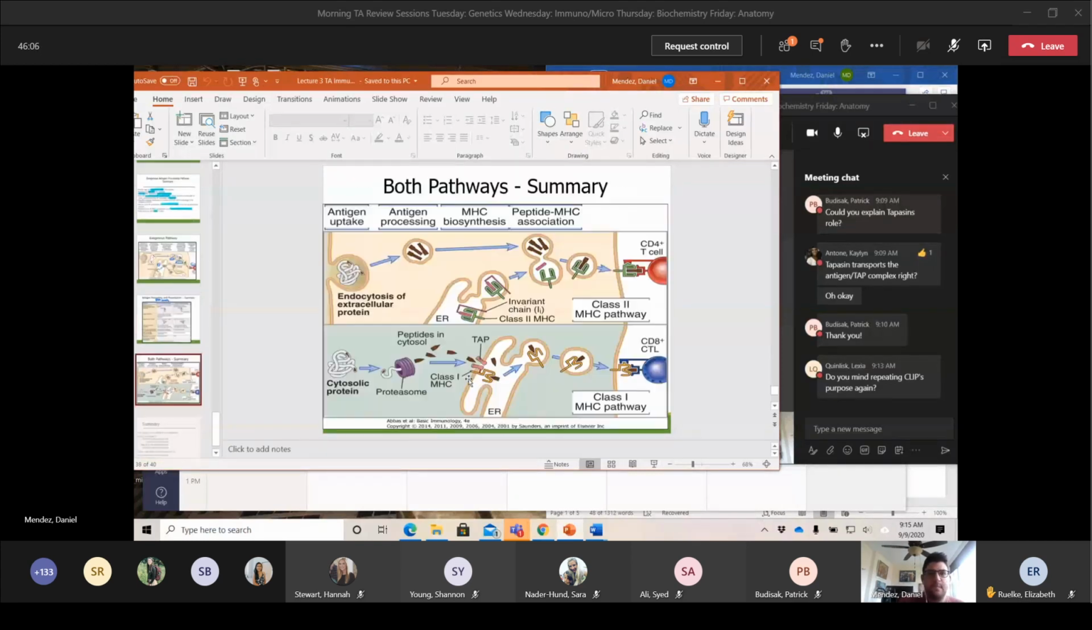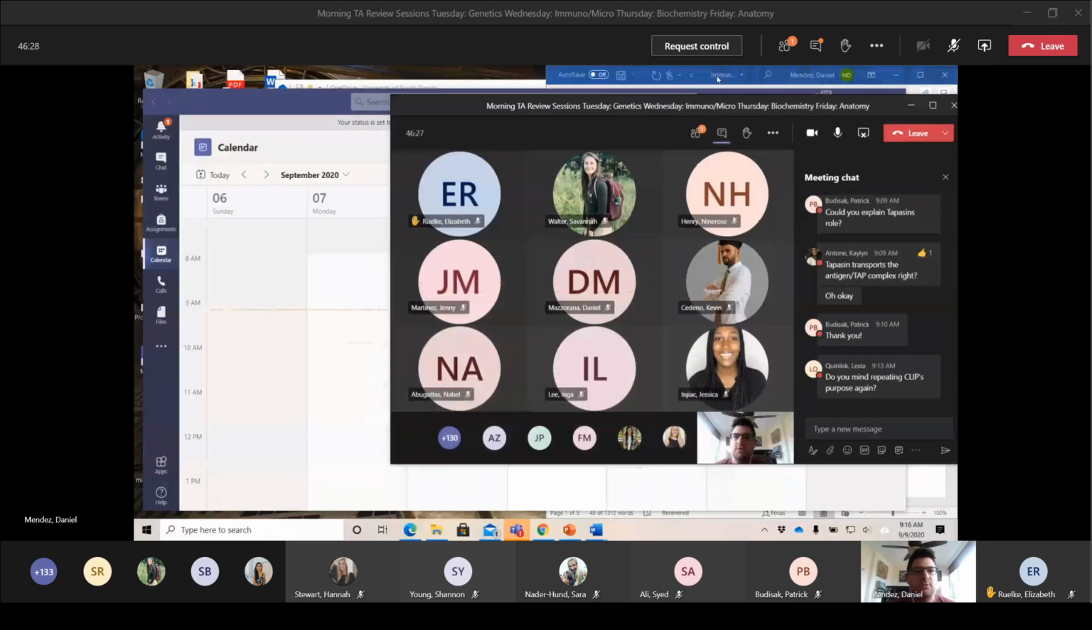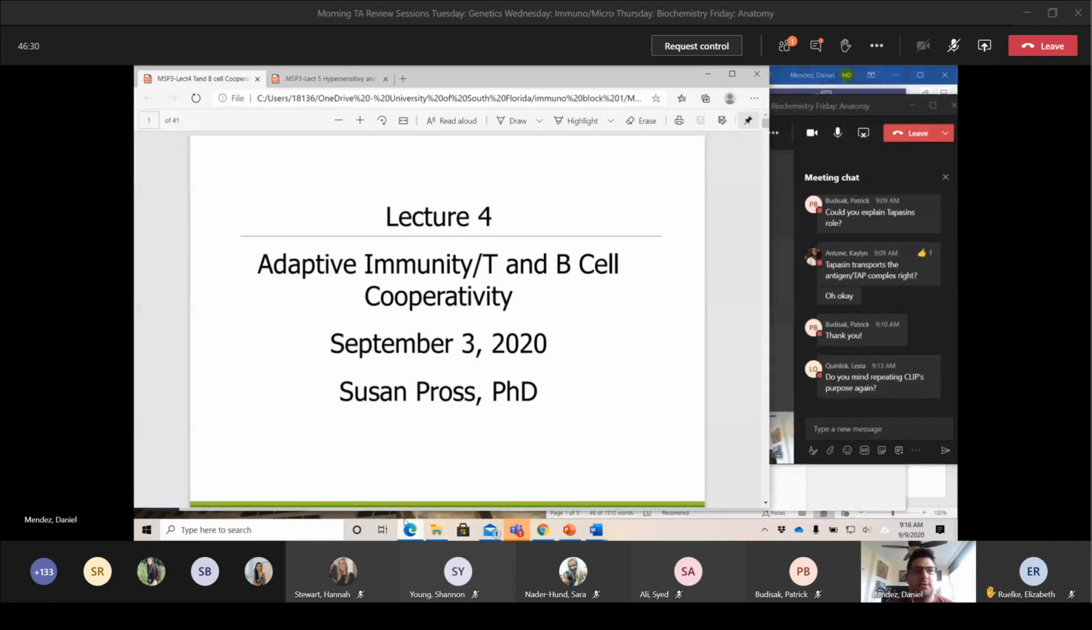And then once again, the exact same pictures, just zoomed in a little bit more and given to you both as summaries. So make sure you know these processes. Like I said, you don't have to know every single detail, but it is important to know which players are which and what their key is in the scenario. All right, so we'll move on to the next lecture.